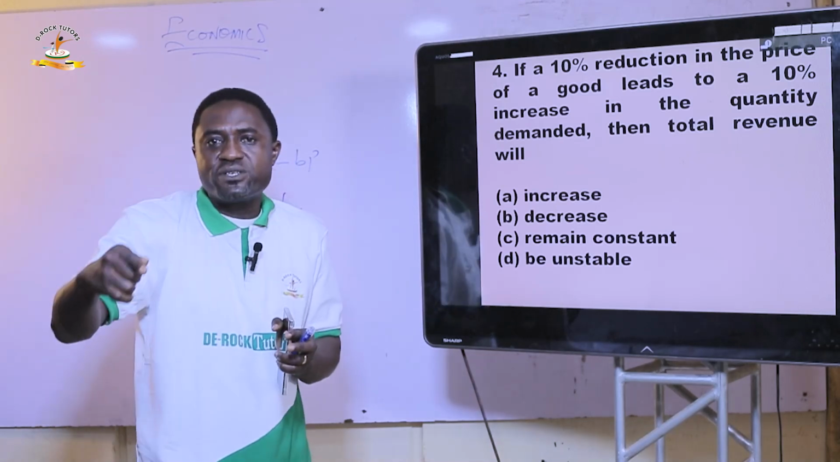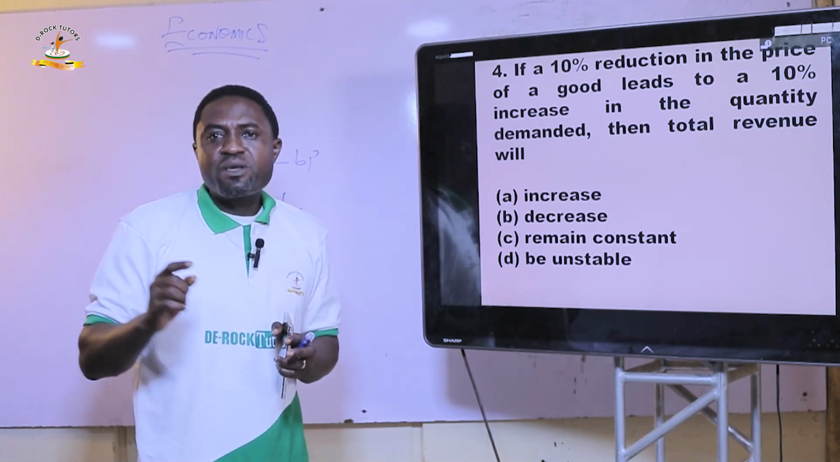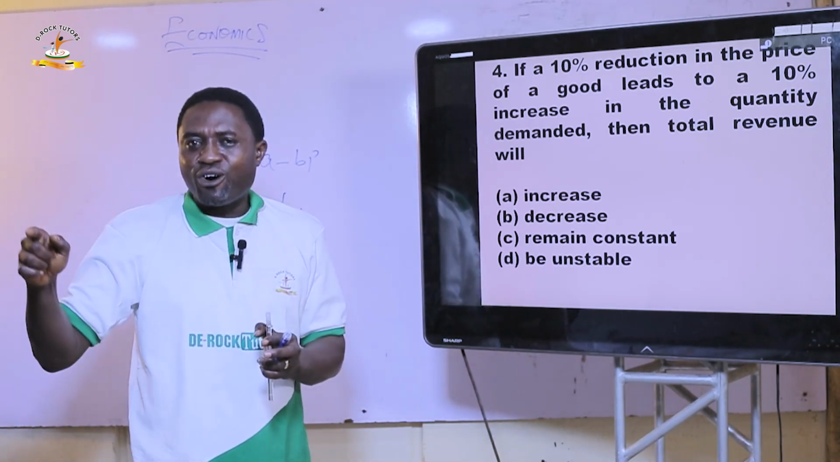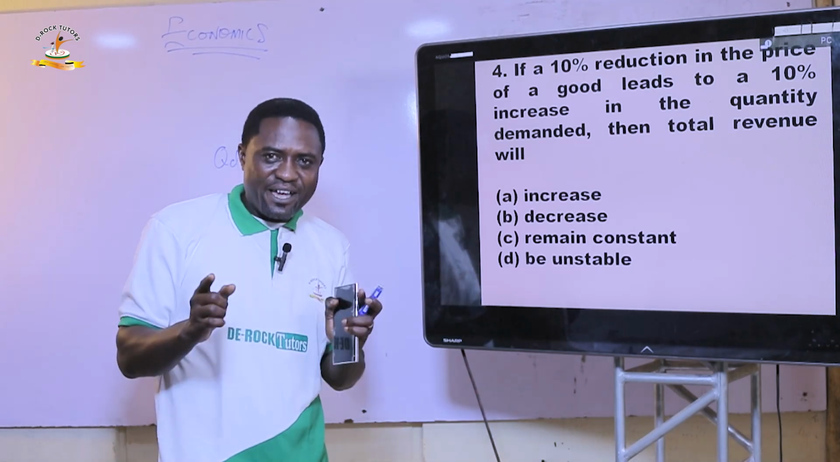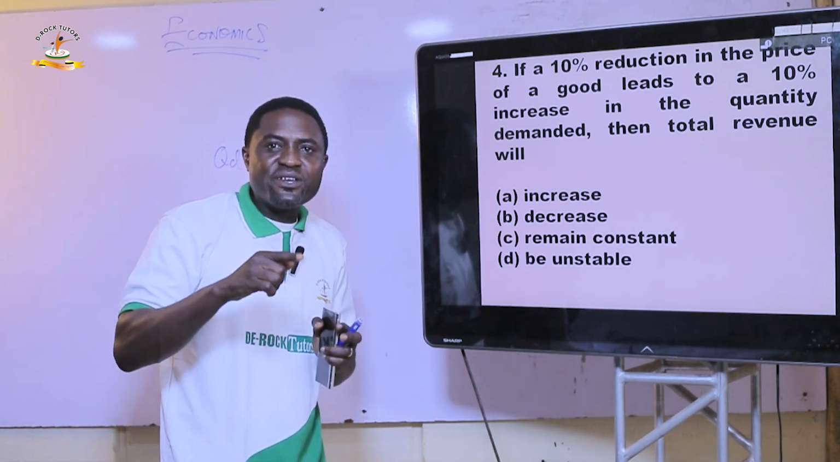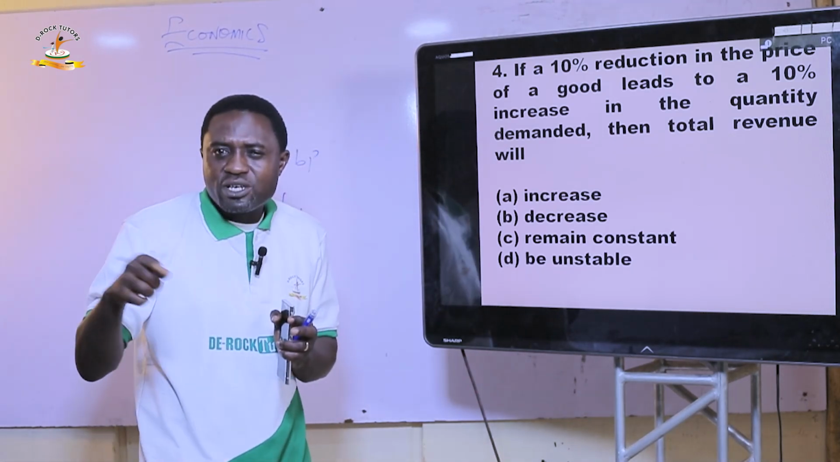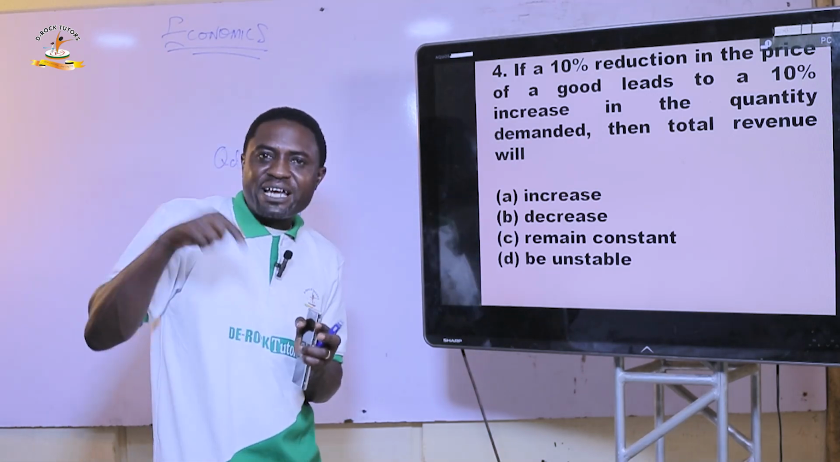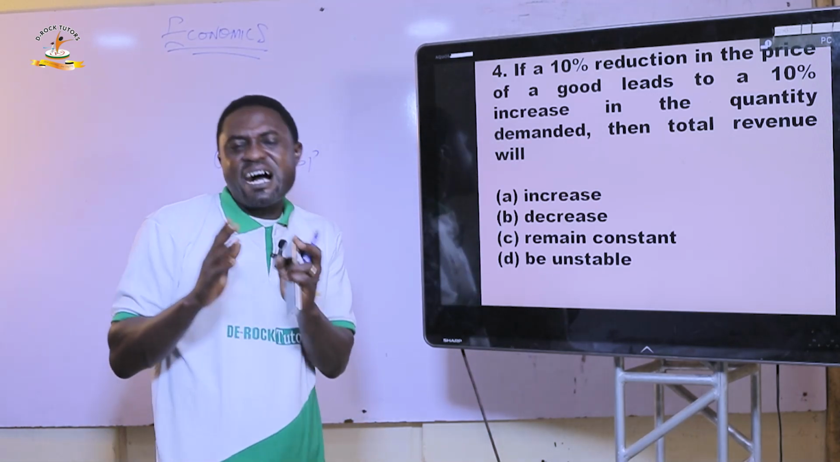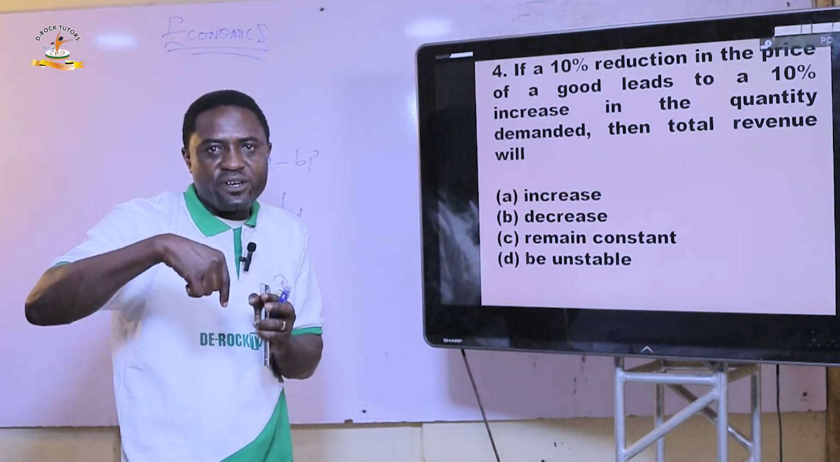And your profit can be calculated by deducting total cost from total revenue. Are you getting it? Now, total revenue minus total cost will give you your what? Will give you your profit. But to get the total revenue, you multiply price and quantity together. It's going to give you your total revenue.